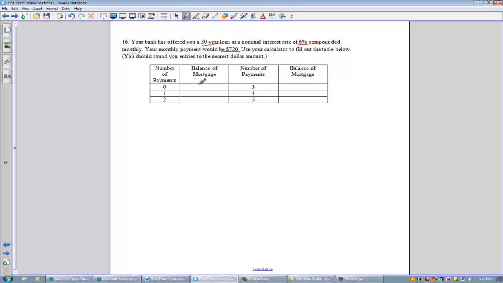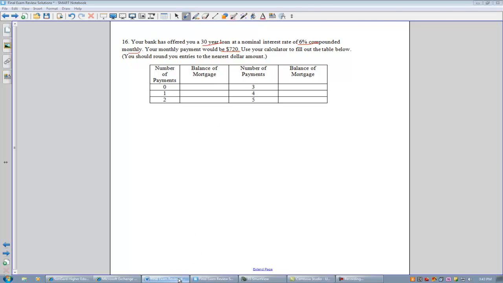So on the left, we have number of payments, and then on the right here, we have the balance of the mortgage. So payments, balance of mortgage, payments, balance of mortgage. And we want to figure out, what's our balance of the mortgage after 0 payments, 1 payment, 2 payments, 3 payments, 4 payments, 5 payments.